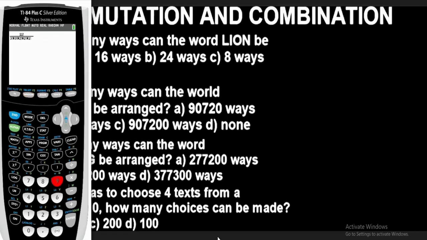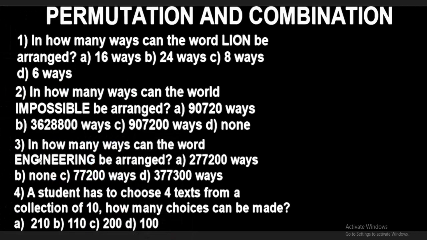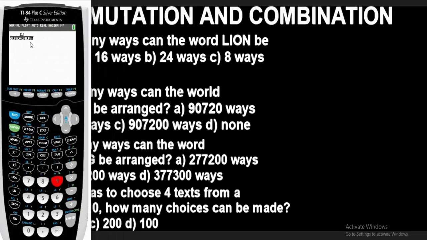So guys, that's what we have to do for engineering. E is appearing 3 times, N is appearing 3 times, G is appearing 2 times, I is appearing 2 times, and R is appearing once. So that's what we represented here as the denominator. So let's press enter now to get the output. So we have it to be 277,200 ways. So the correct option here is what?